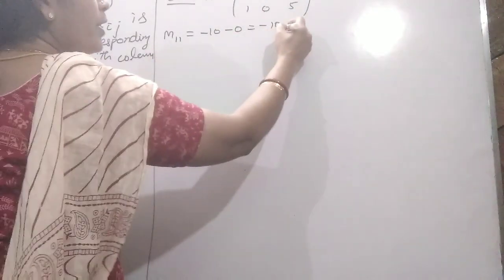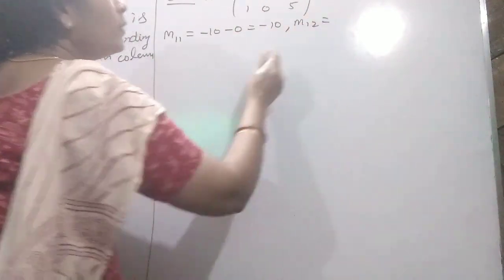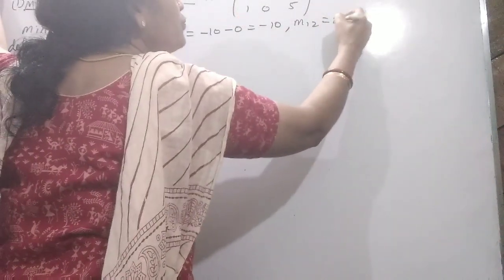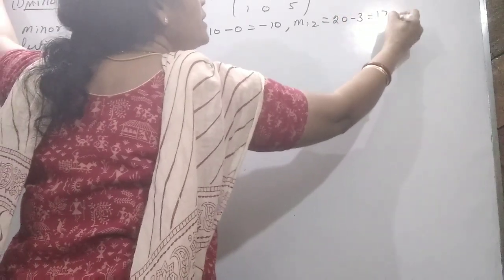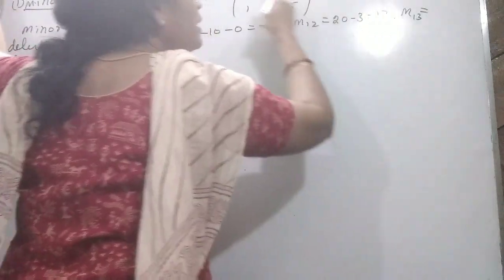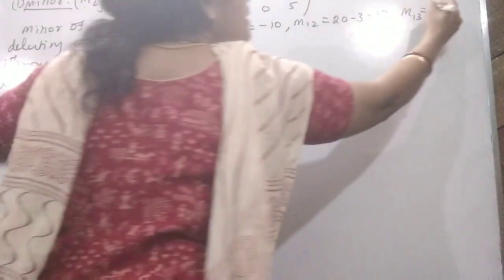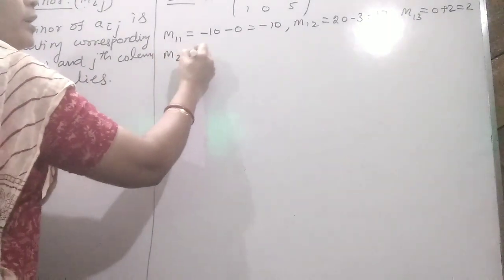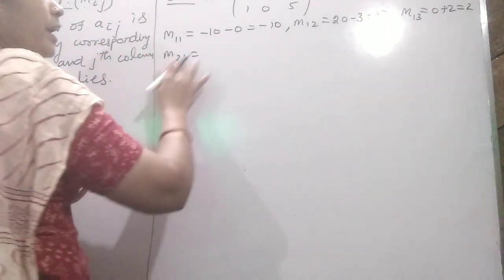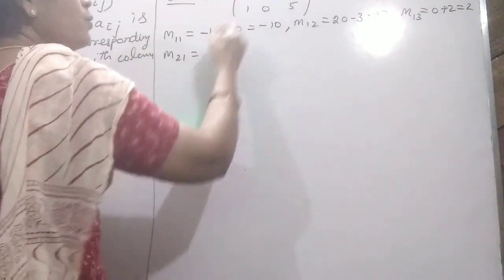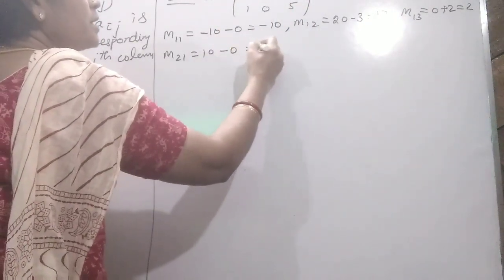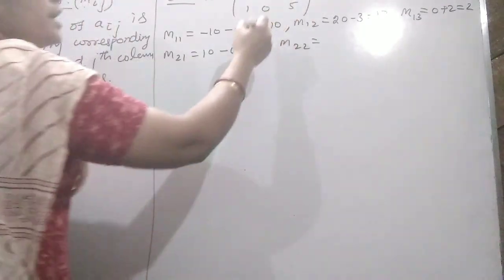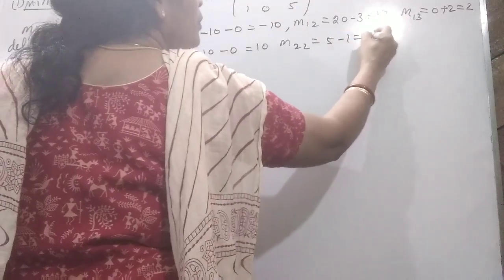Now suppose I want to find M12. M12 is first row, second column. Delete first row and second column, that is 20 minus 3, equal to 17. If I want to find M13, delete first row, third column, that is 0 plus 2, equal to 2. Similarly M21, I'm finding each element's minor. M21, second row, first column, we get 10 minus 0, equal to 10. Then M22, delete second row, second column, we get 5 minus 1, equal to 4.